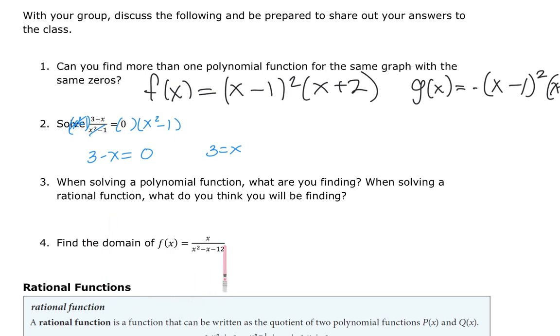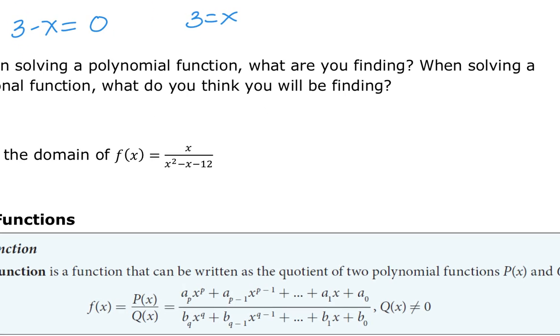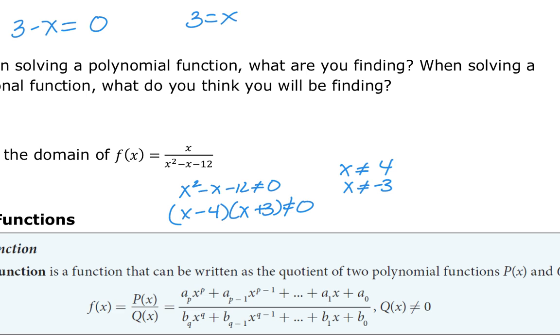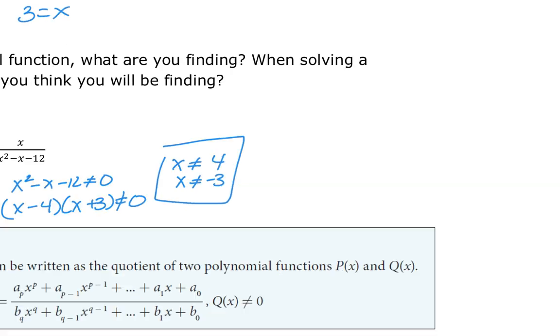So if I were asked to find the domain of this function, which is, by the way, a rational function, the problem child comes with the denominator, not the numerator. I can divide any number into 0, and that's fine. What I can't have is the denominator equal to 0. So x squared minus x minus 12 cannot equal 0, because that's where we have an issue. So we have (x minus 4)(x plus 3) cannot equal 0. So x cannot equal positive 4, and x cannot equal negative 3. These are the two restrictions on the domain.